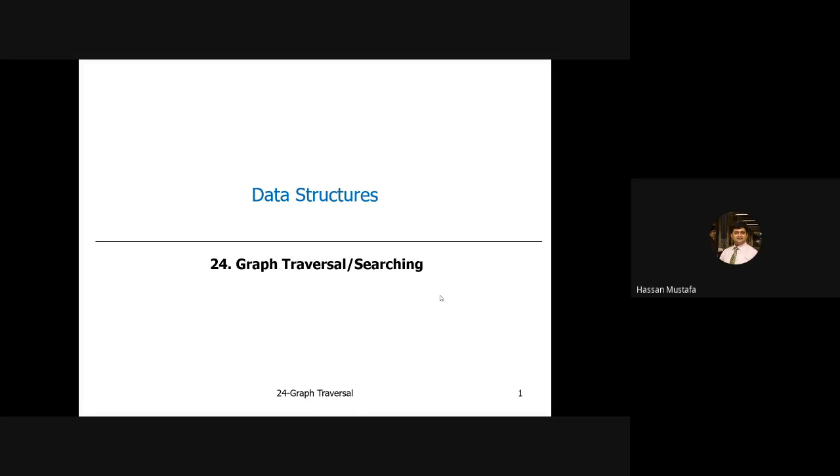Okay, today we'll discuss graph traversal. In the last lecture, we discussed graph theory, the concept of a graph, and the applications where graphs can be used. So today we'll discuss graph traversal, or you can say graph searching algorithms.